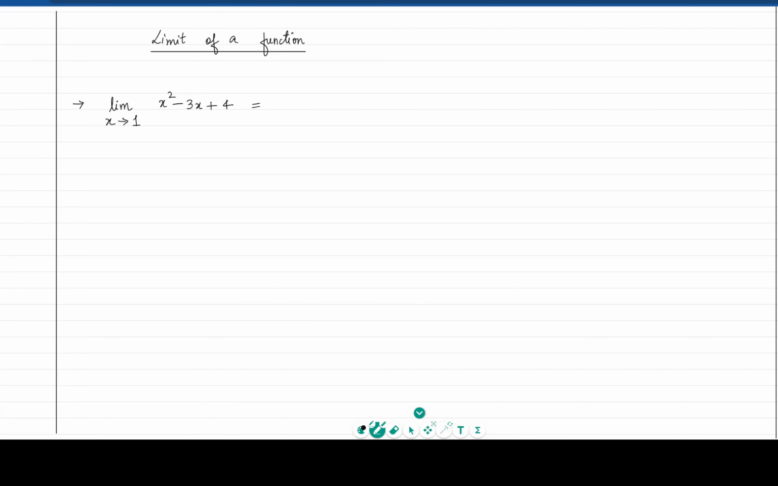Now the methodology of substitution is, wherever you have x, you just substitute the value of x as 1. So here we will get 1 square minus 3 times 1 plus 4. And when we simplify this, we will get the value as 2. So we can see that the limit of this polynomial function as x is approaching 1 is 2. Let us look at another example.